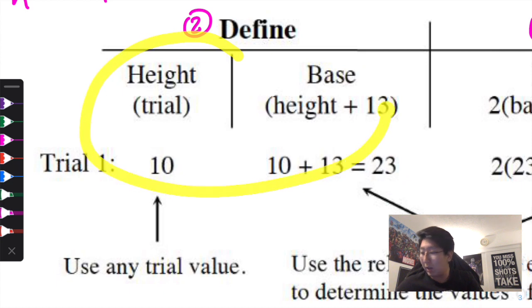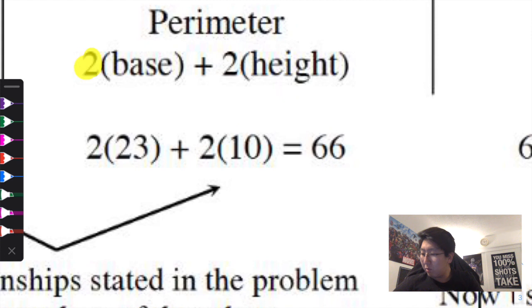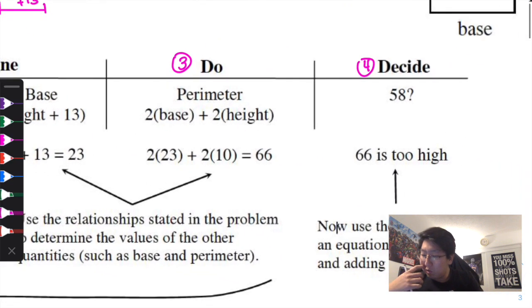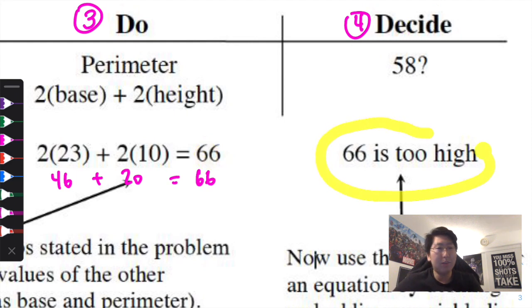Then that helps us. If we know the base and the height, can we check? Is 2 times 23 plus 2 times 10, this is the base, this is the height, does that equal 58? Well, 2 times 23 plus 2 times 10 is 46 plus 20, and that equals 66. So that's how this 66 is here. And the answer here is too high. 10 is too high of a guess. So here, we could sit here and guess all day.